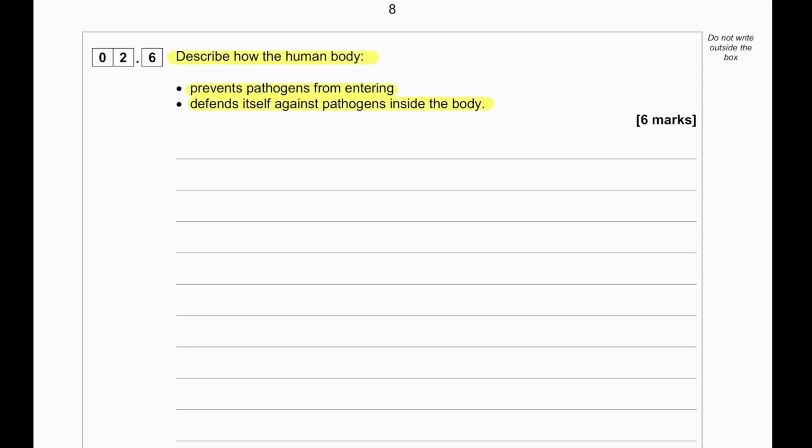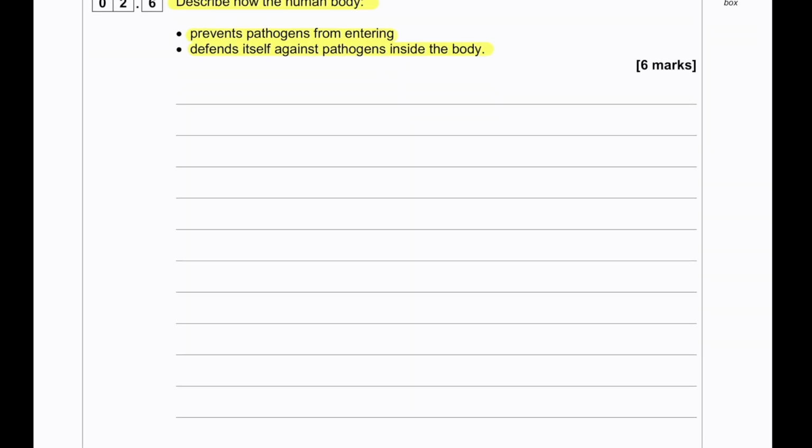What is the question asking for? It is asking for how to prevent pathogens from entering and how to defend itself against pathogens inside the body. So first, our understanding will be how to prevent pathogens from entering. Now, to answer for preventing pathogens from entering the body, there can be many ways pathogens can enter. They are skin, stomach, eyes, and breathing system.